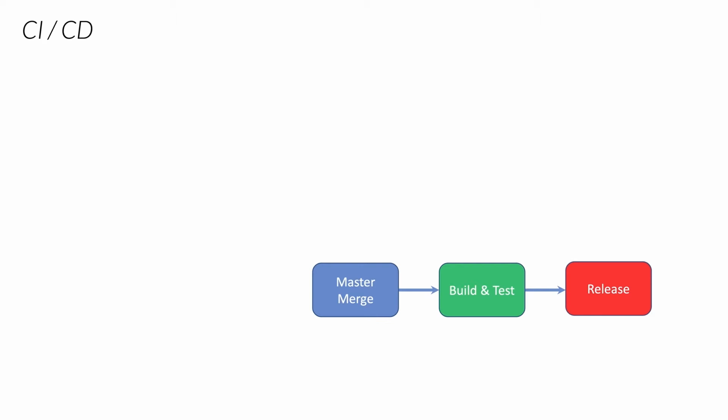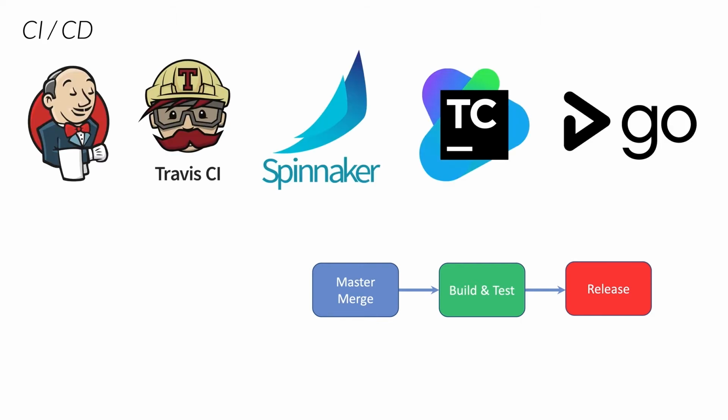And we've got a number of examples of tools that are doing this. For example, Jenkins, Travis CI, Spinnaker, TeamCity, and many others. Some of them are open source, for example, Spinnaker, and some of them are paid, for example, TeamCity.